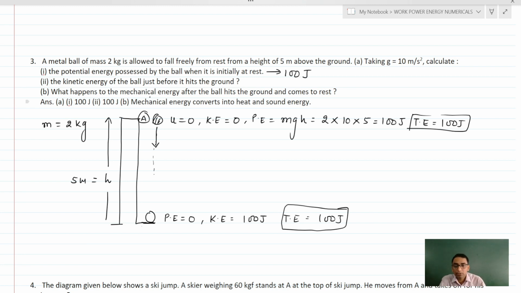The third part, what happens to the mechanical energy when the ball hits the ground and comes to rest? So right now the ball is just above the ground, but when it collides with the ground, it is going to produce sound, as well as due to the friction between the ground and the ball, there is some heat energy that is going to be liberated. Of course, you can't account for that energy, you won't be able to even find out that energy. That's very difficult. So we make an assumption that when it collides, the entire energy dissipates in the form of sound and heat energy.